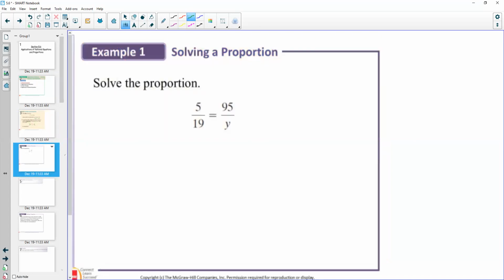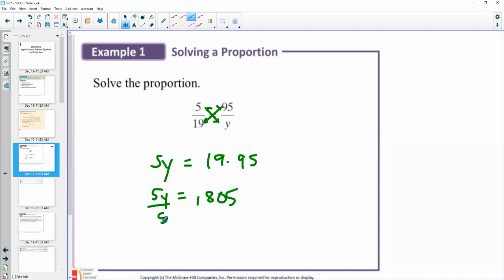So when we solve a proportion, this probably feels a little familiar for you. There's lots of ways to do it, but the most consistent really is to cross multiply, which we can do across an equal sign, right? So we can do 5 times y equals 19 times 95. 5 times y equals 1805. You have a calculator, you can use it. And then divide by 5.